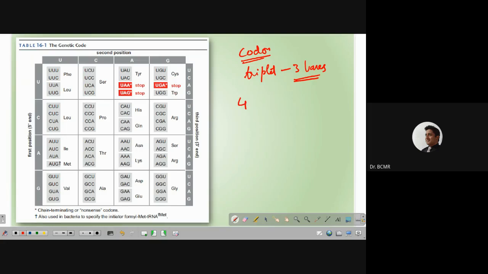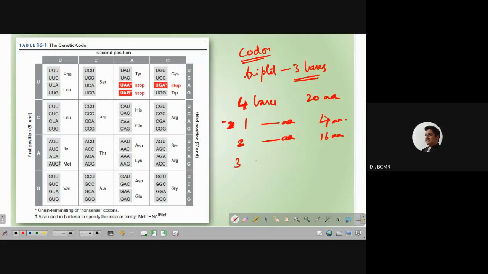We have four bases and 20 amino acids. How can four bases do it? If you start to read so that one base codes for one amino acid, then only four amino acids could be coded. If you take two bases at a time, you can form a combination of 4 into 4, 16. So you'll be able to read about 16 amino acids.